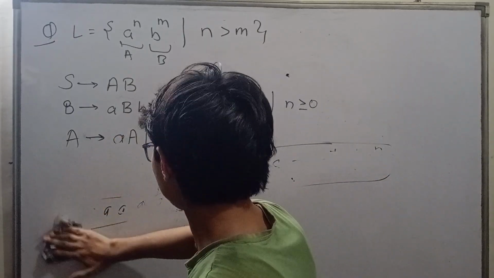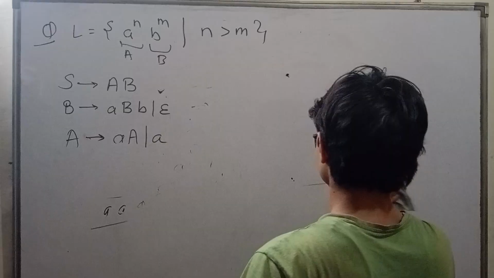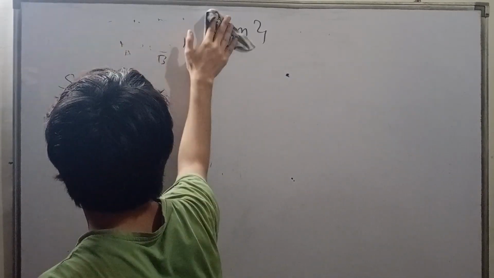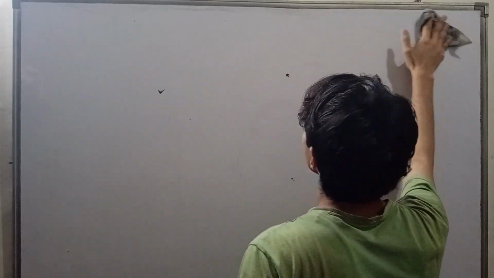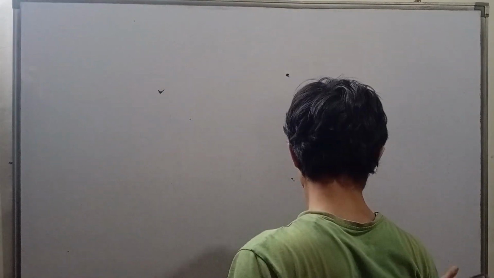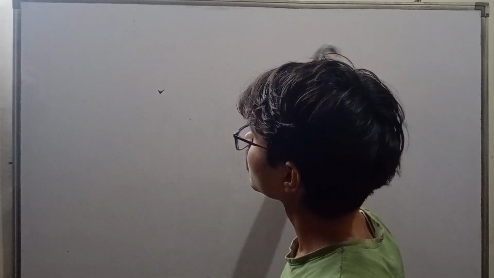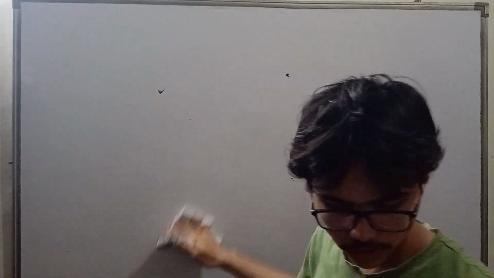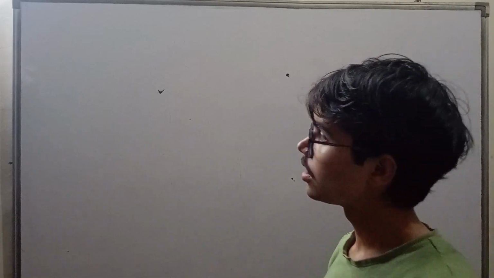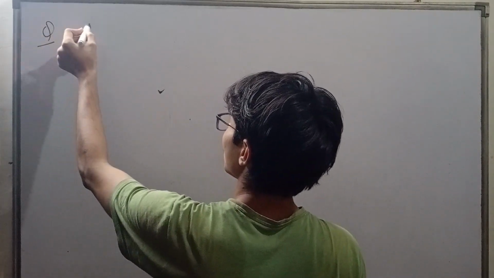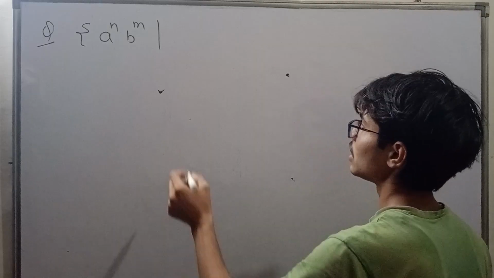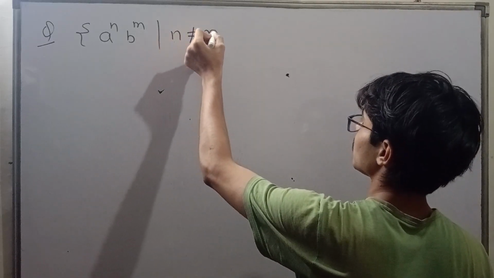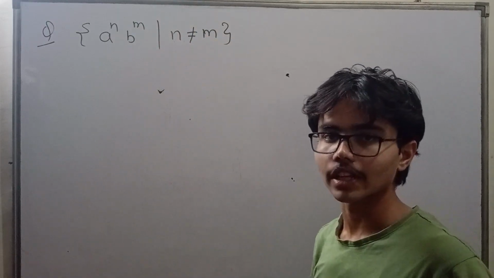Okay, let's move to the next practice question. The next practice question is a language such that A power n, B power m, such that n is not equal to m. Let's generate this.